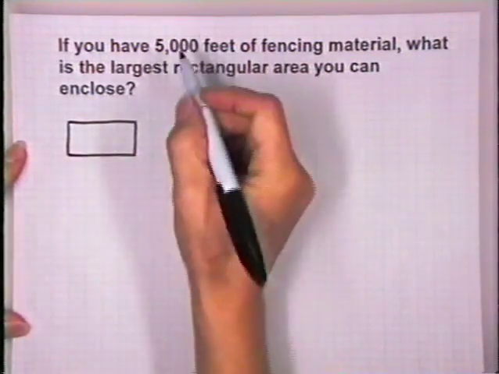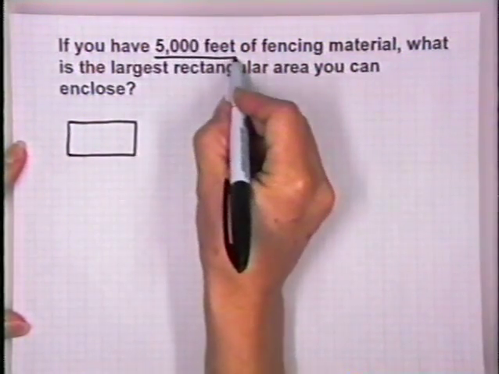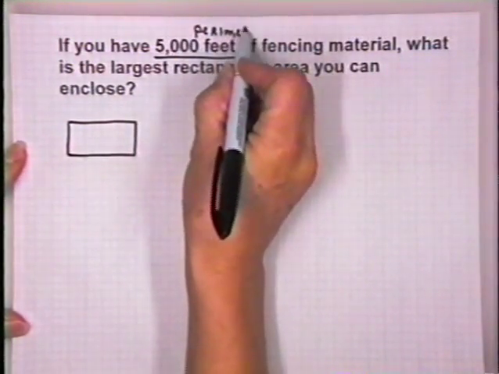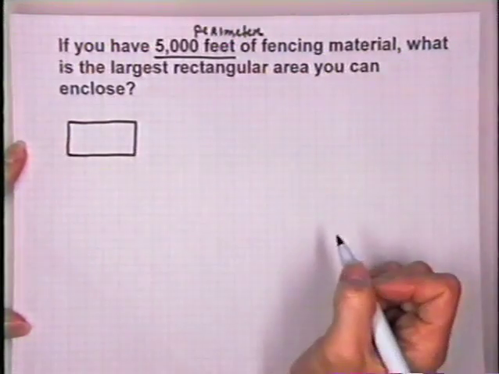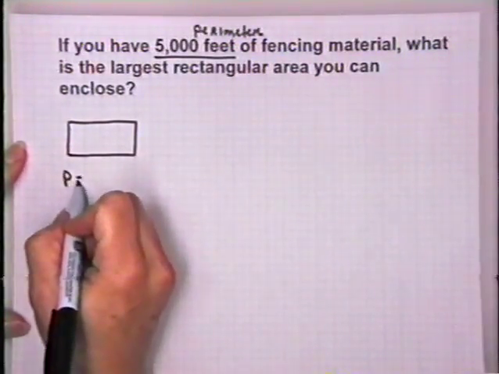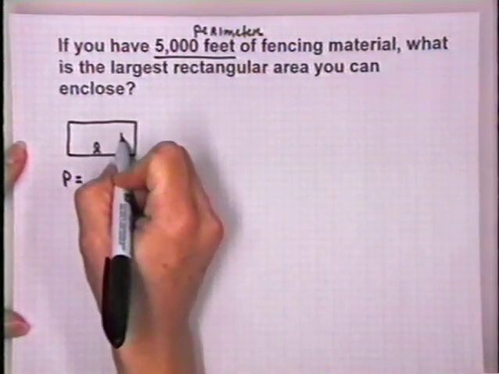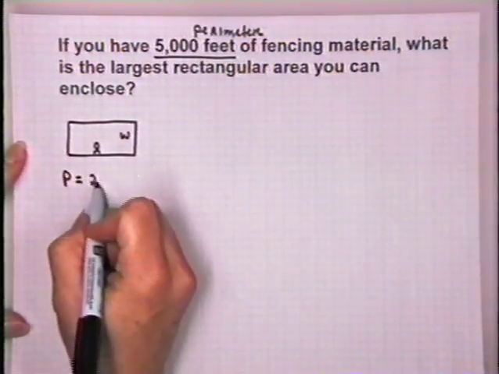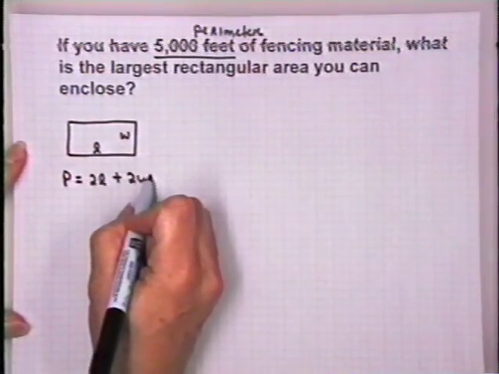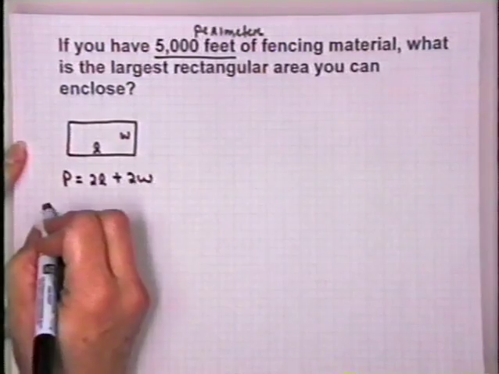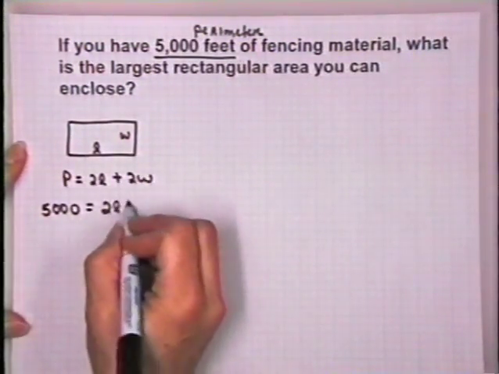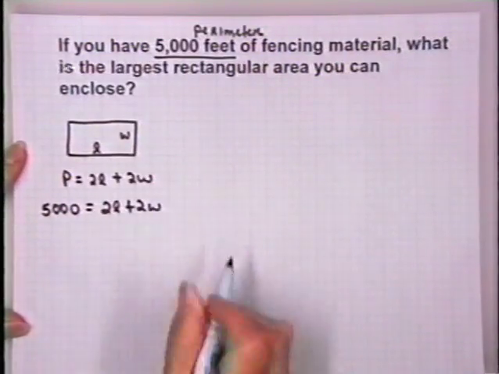So the fence of 5,000 feet is going to be the same thing as what? Perimeter, or distance around this rectangle. So perimeter of a rectangle, remember, if we call this length and width, perimeter is 2 times length plus 2 times width. So this 5,000 feet of fence is going to be our perimeter. Let's write that in. 5,000 is 2 times L plus 2 times W.